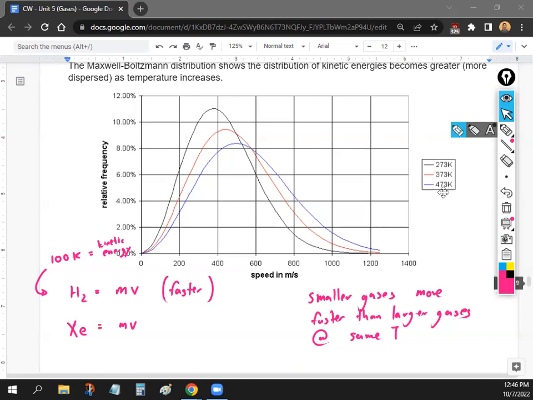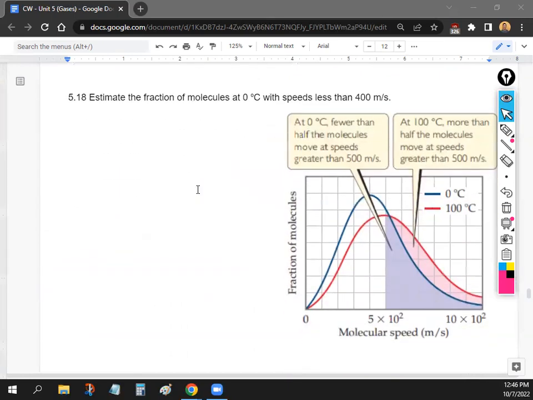All right, let's move on to 5.18. On the AP test, you got to get good at reading graphs and charts. So I'm going to give you guys about 2 minutes to analyze this graph right here and answer this question. You can talk with the person next to you and try to interpret it, but I want you to find the fraction of molecules, either in decimals, a percentage, or a fraction, at 0 degrees Celsius with speeds less than 400 meters per second. Take about 2 minutes to see if you can figure that out.